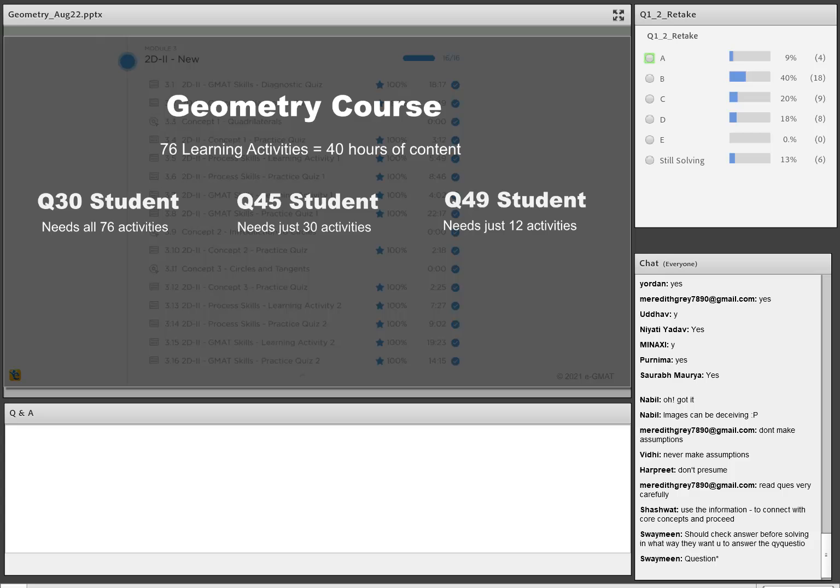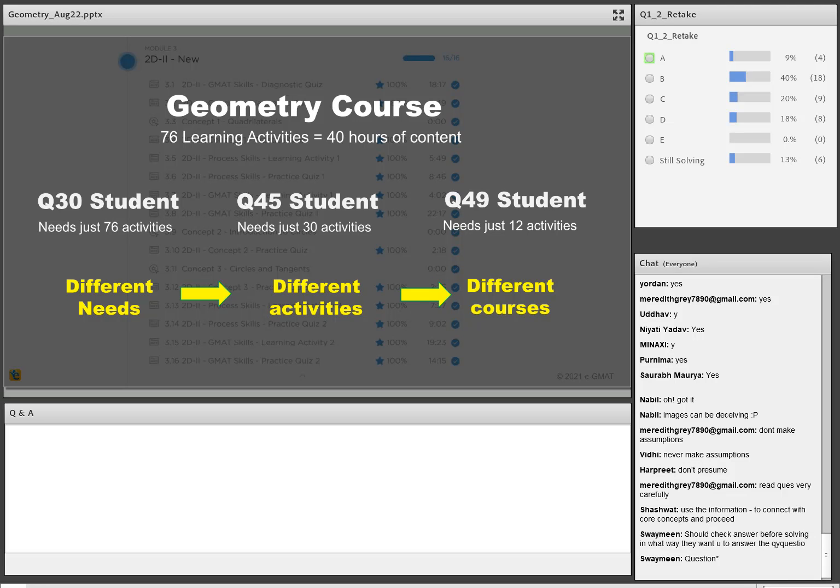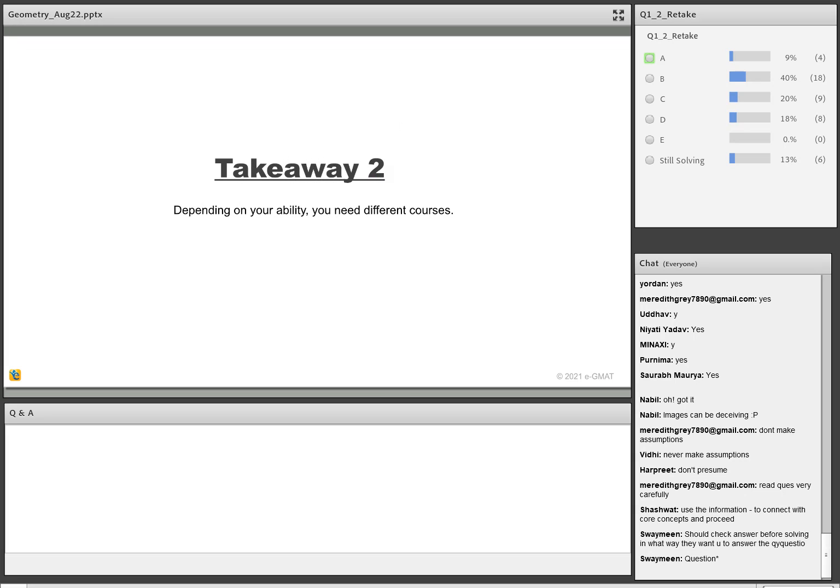If you're a Q49 student, you're almost there. You just need to go through 12 activities to make sure you patch up all those gaps. And once you patch up all those gaps, getting from that Q49 to that Q50 won't take you that much time. So this is a completely adaptive course for different students with different needs. You have different activities, and for that we have different courses.